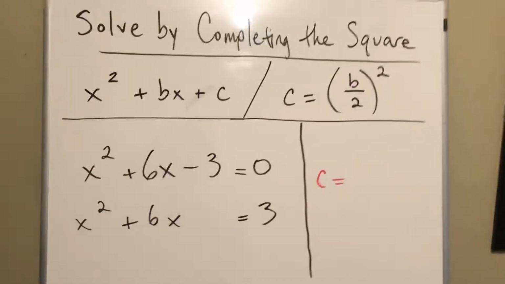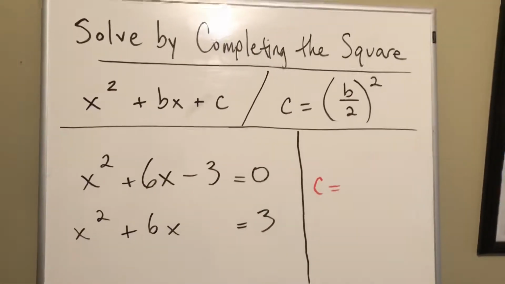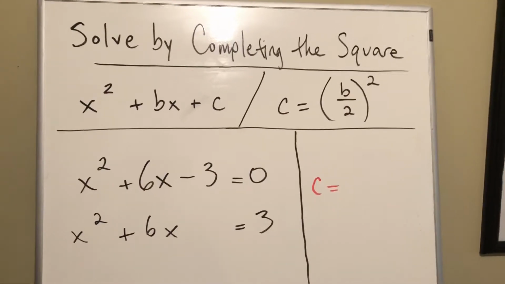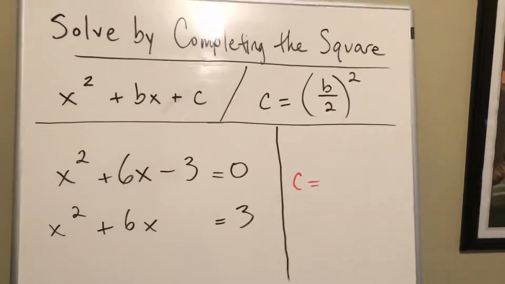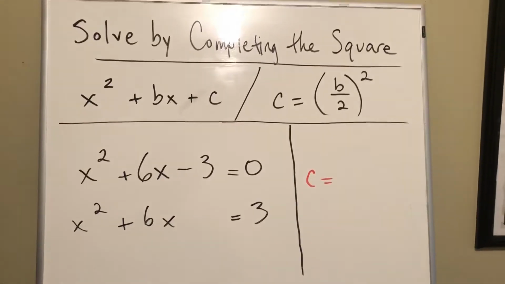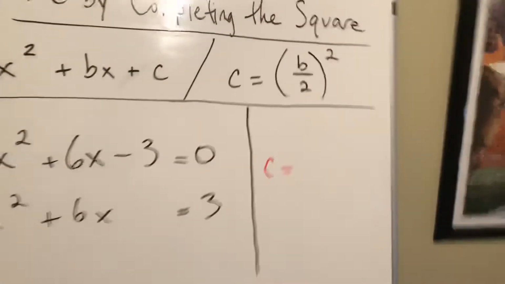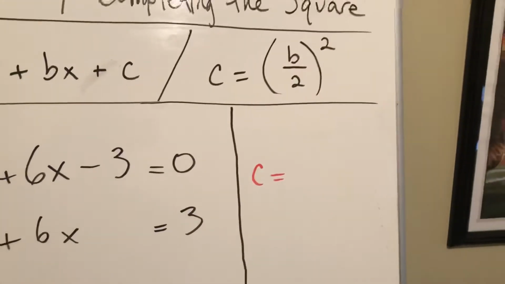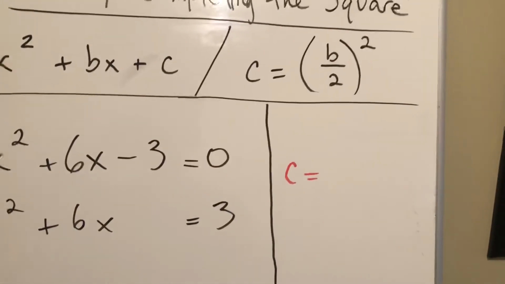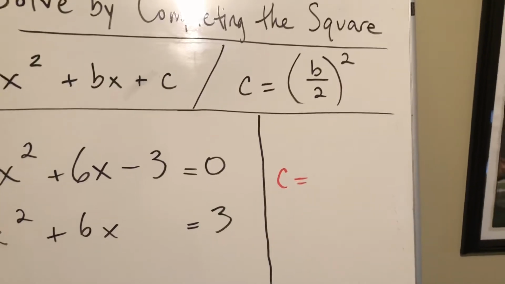So I need to find the number that's going to go after 6x. What number is going to be placed onto both sides of the equation that will allow me to factor the left side as a perfect square binomial? In order to do that, we're going to use this C formula right here. So C is going to be equal to b over 2 squared.